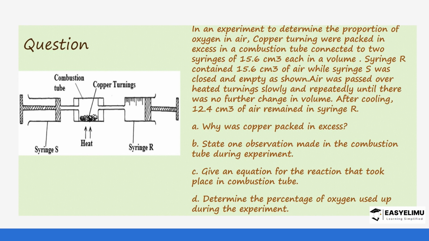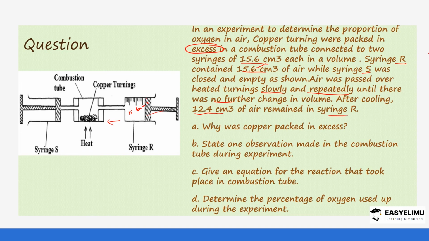So let's do one question in regards to what we have discussed so that we can put into practice the content that we have discussed. In an experiment to determine the proportion of oxygen in air, copper turnings were packed in excess, and you can see they are packed in excess, in a combustion tube connected to two syringes. Both of the syringes are 15.6 centimeters cubed, so syringe R was the one that was 15.6 centimeters cubed, and then syringe S was closed and empty as shown. So the air was passed over heated copper turnings slowly and repeatedly until there was no further change. And then after cooling, 12.4 centimeters cubed of air remained in syringe R.